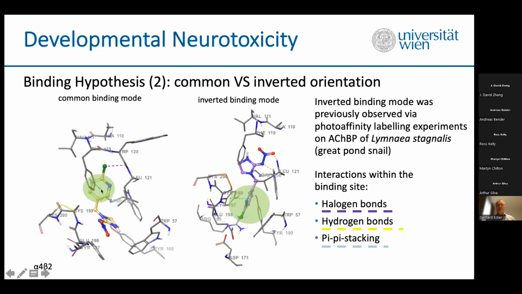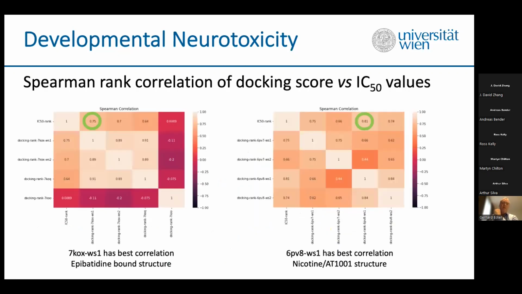The question now is really which is more or less the real one, or maybe we have to face the situation that at the end of the day, there might be two different binding modes for the same compound in the same receptor. Here you see, that's work in progress, so that's not published yet.